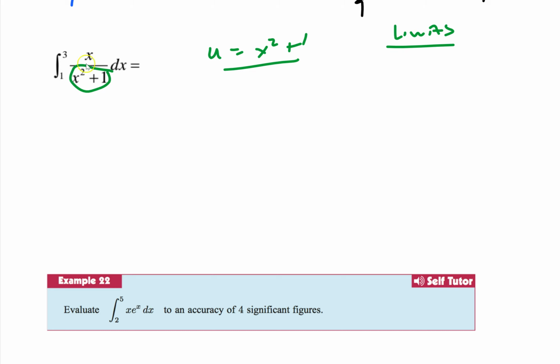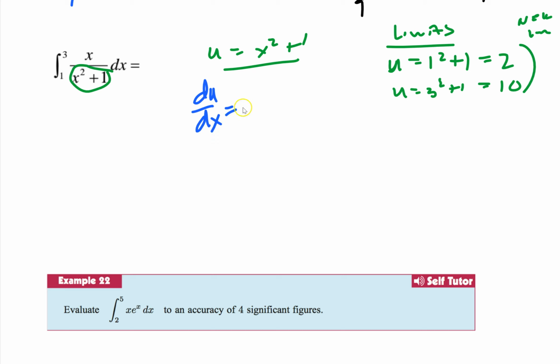Right, so if I want to find new limits, we'll just plug these in. So let's plug in 1. So u is going to equal 1 squared plus 1, which is 2. And then 3 is going to equal 3 squared plus 1, so that's going to be 10. So those are my new limits. So let's just do this real quick. If that's my u, we've got to take the derivative. So du over dx equals 2x. I'm just going to roll fast. du over 2x equals dx. Just multiply and divide by 2x. Right, so now I can plug it all into my equation. So my new limits are 2 and 10.